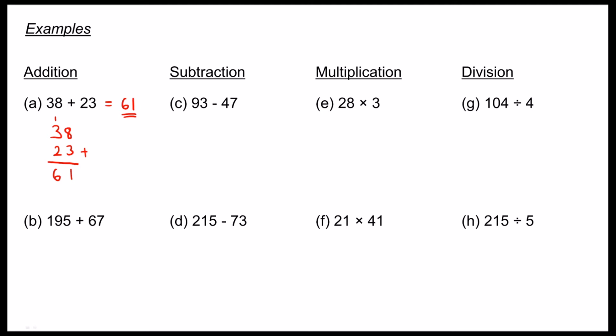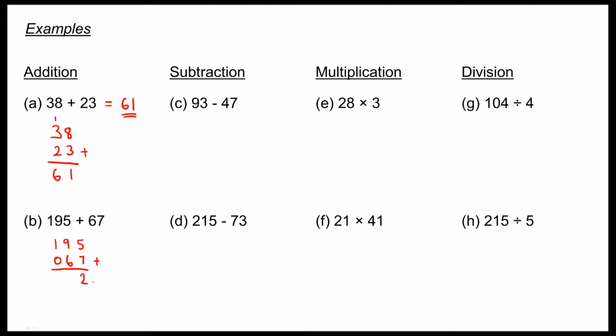For the second example, I want to do exactly the same thing, so I have 195 added to 67. Notice how in this question I've aligned the 5 and the 7 together because they're both units. Essentially, because these decimal points would appear at the ends, I want to make sure they're aligned, and that's important for both adding and subtracting questions. I can also add a 0 in front of the 6 here just to make the question a little bit easier to work out. So as before, I'm going to start off with 5 add 7, which is 12.